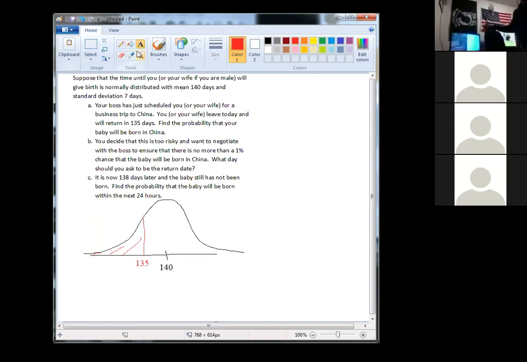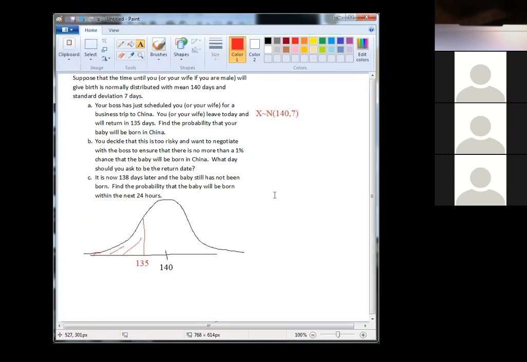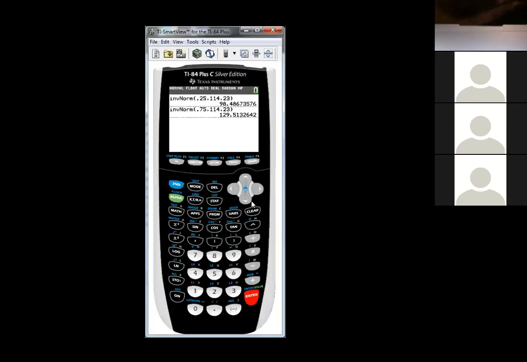And I guess I should write, because I told you it's important, you can say x tilde N(140, 7). Any questions so far? So let's find out this area. We're going to go to our calculator. I'm going to go to second distribution, normal CDF, because this time we want to find the area.